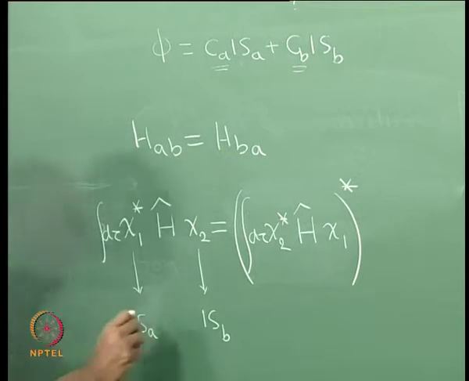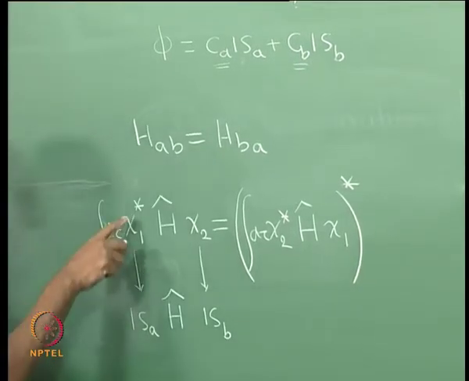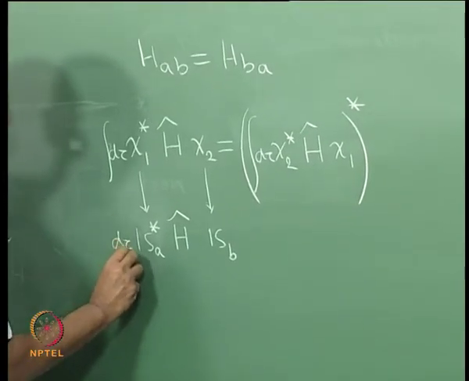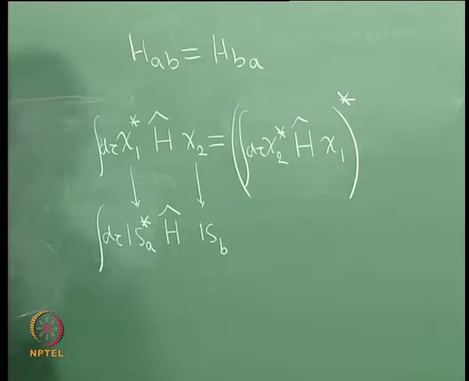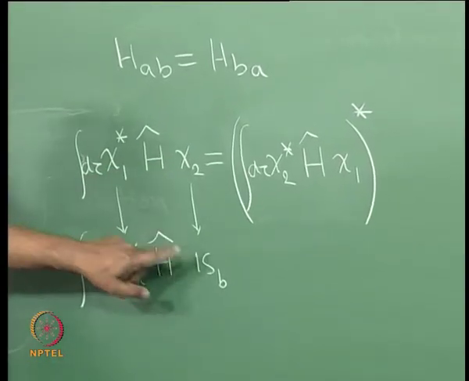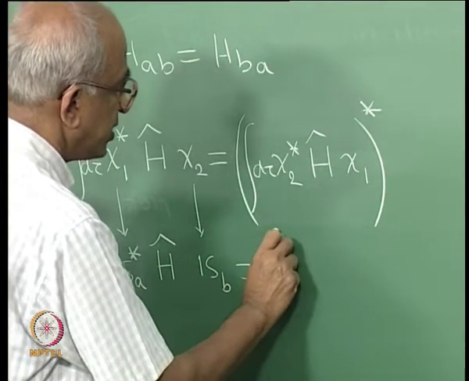Then what would I have in between? I would have H, and the star I will have to put ditto, right. If I identify chi 1 with 1s A as A and chi 2 with 1s B as B, the left hand side will be that much. And what about the right hand side?